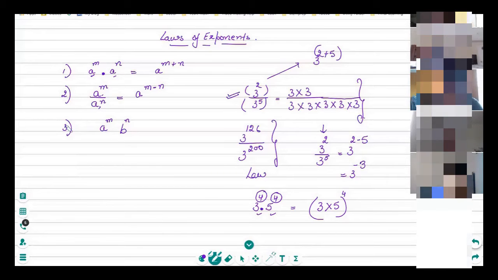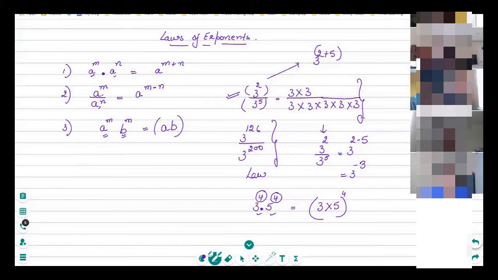Okay. So what will our formula over here become? When the powers are the same, power is m and m, and bases are different, then the bases get multiplied and we give them one same power.